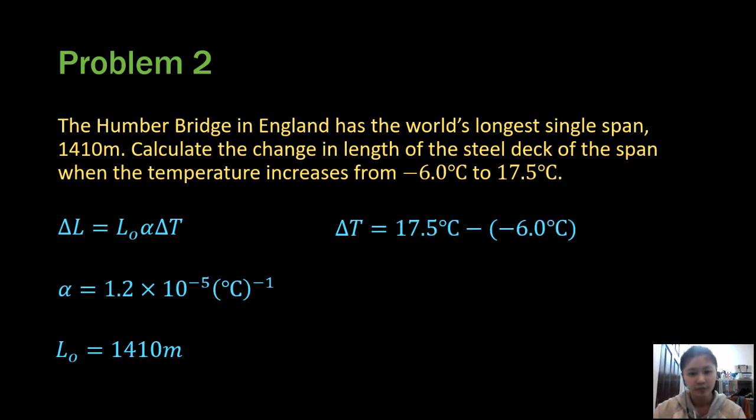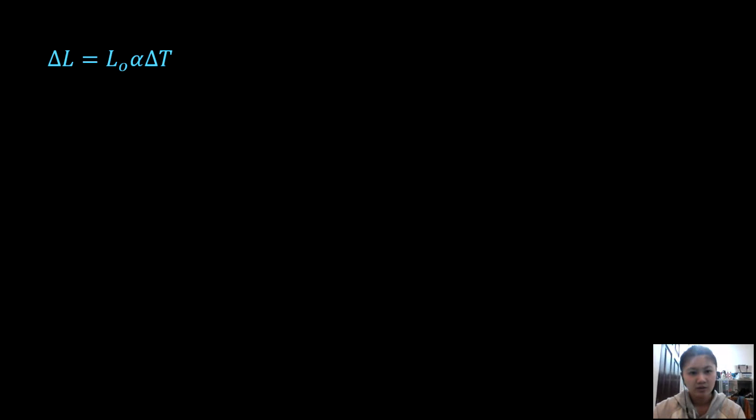So we would get 23.5 degrees Celsius. We don't need to convert it into Kelvin, since Celsius and Kelvin have the same difference when it comes to temperature difference. So we don't need to convert it into Kelvin anymore. So we're looking for the change in length. So we just plug in the values that we got from the previous slide.